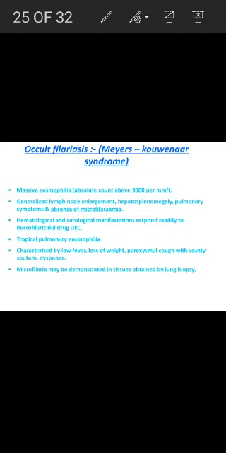This occult filariasis is characterized by weight loss, fever, paroxysmal cough with scanty sputum, but when you see the peripheral smear, a lot of eosinophils are present.